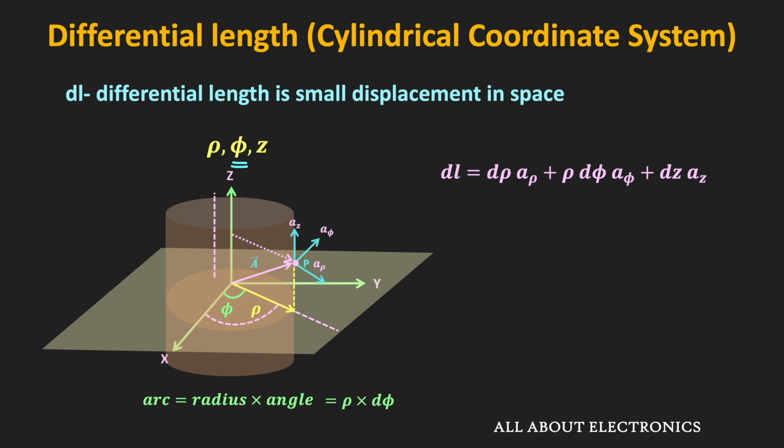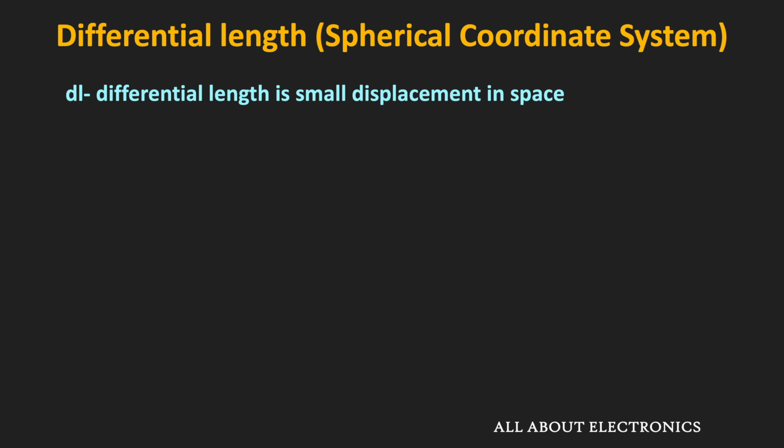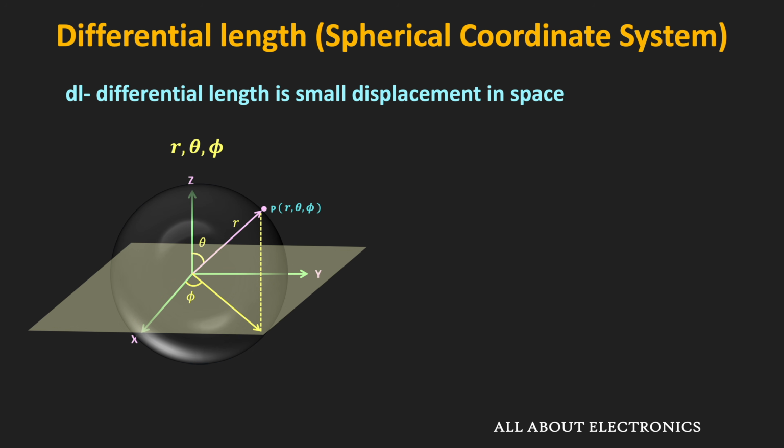So similarly, now let us see the expression of the differential length in the spherical coordinate system. As you know, in the spherical coordinate system, the three coordinates are r, θ and φ. Among them, r represents the distance, while θ and φ represent the angle. So here, the displacement in the r direction can be given as dr, while the displacement in the increasing direction of θ can be given by the arc.